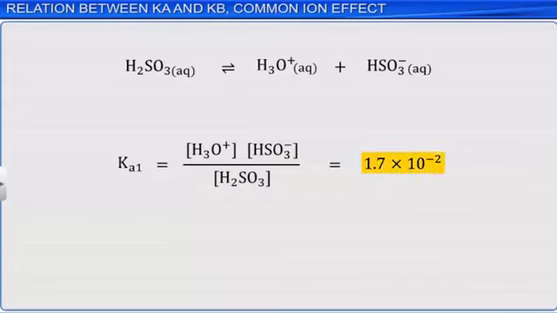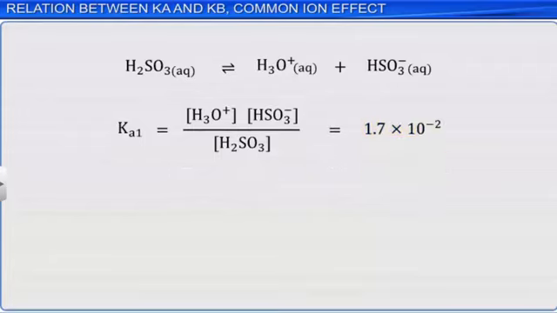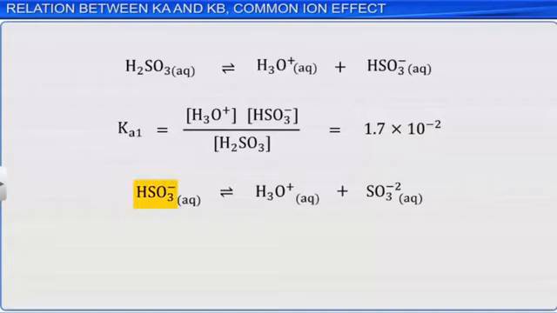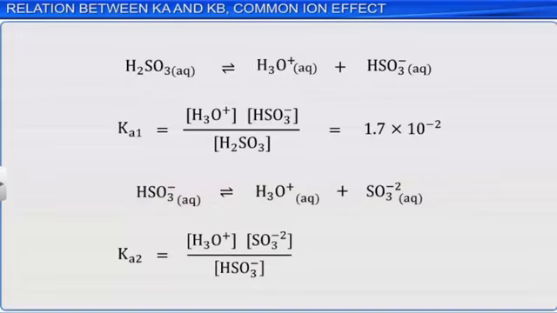Similarly, the ionization reaction of HSO3- can be represented as HSO3- aqueous in equilibrium with H3O+ and SO3 2- aqueous. The second dissociation constant, represented by Ka2, is equal to the product of concentration of H3O+ and SO3 2- divided by concentration of HSO3-. The experimental value for this dissociation is equal to 6.4 multiplied by 10 to the power of minus 8.